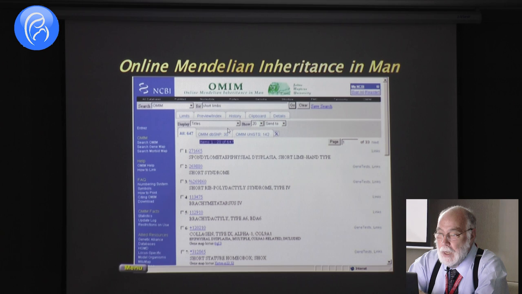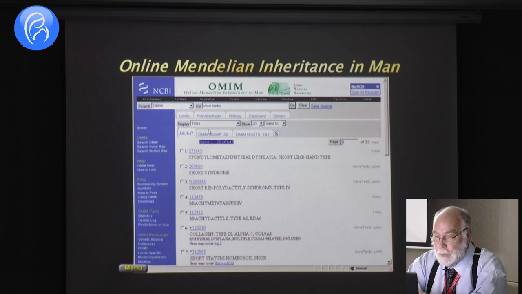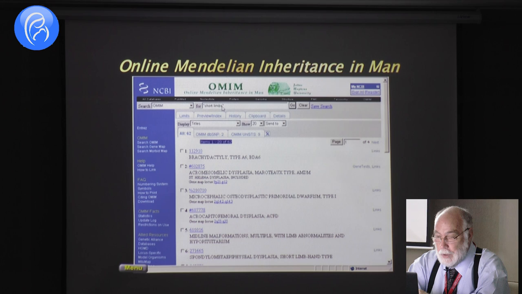Now, if you type short limbs, just with the plural, you have even more diagnoses. Now, that doesn't tell you that these are babies with short limbs. It tells you that these are articles that have short and limbs. So you could have shortness of bone and long limbs, you'd be caught into that. So what you need to use is "short limbs" between quotation marks, where you need to have the precise phrase.